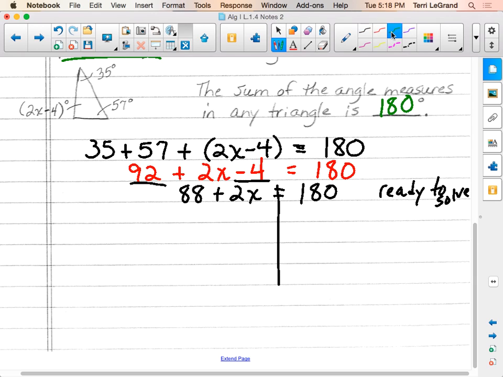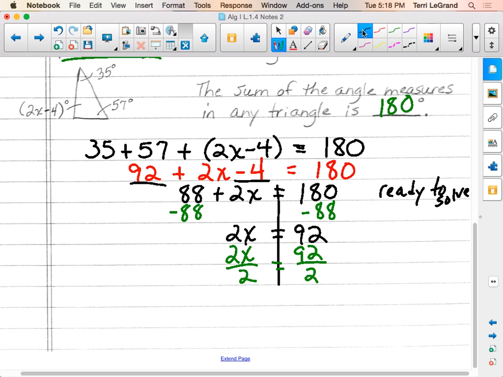So we go to work doing that. We're going to subtract 88, which gives us 2x on the left and 92 left over on the right side. We'll divide both sides by that 2 so that x can be a 1x instead of a 2x. And we're going to have x by itself now. And we're going to find out that x has a value of 46. So let's just do a mental math check here.